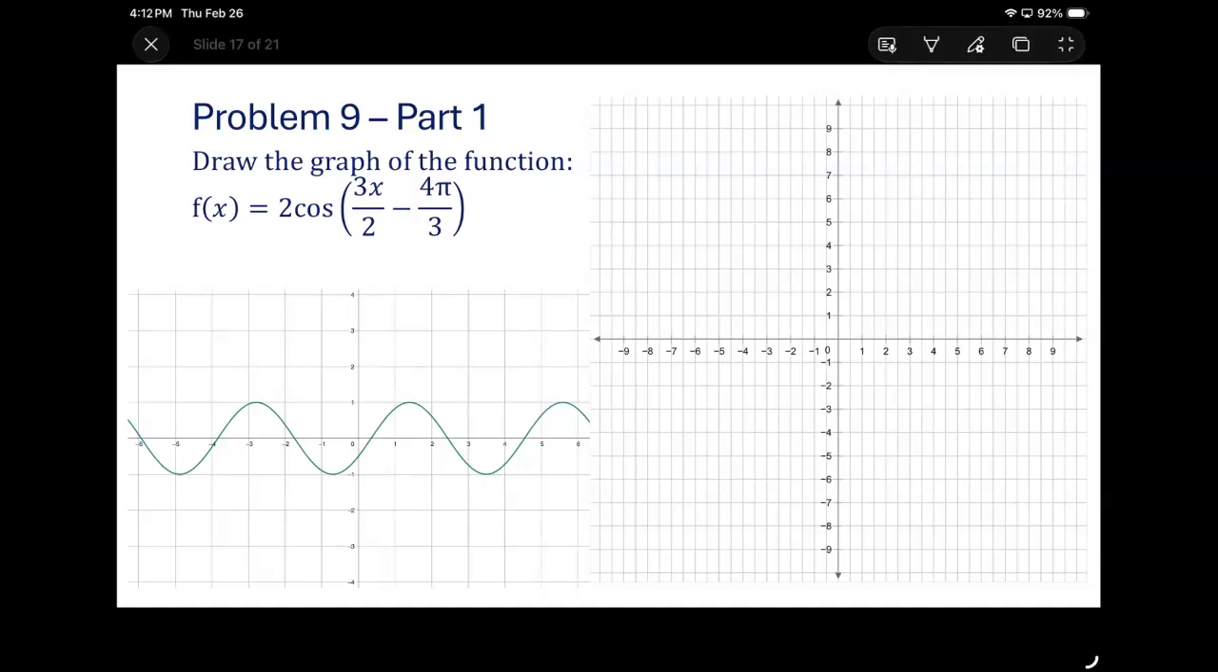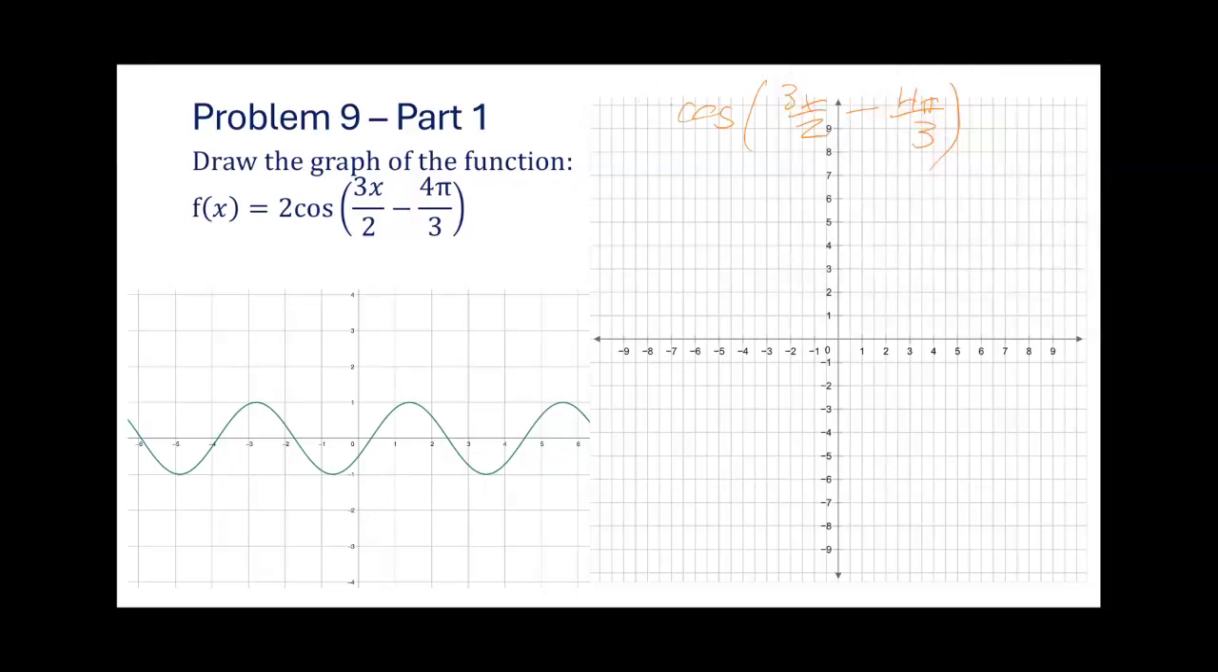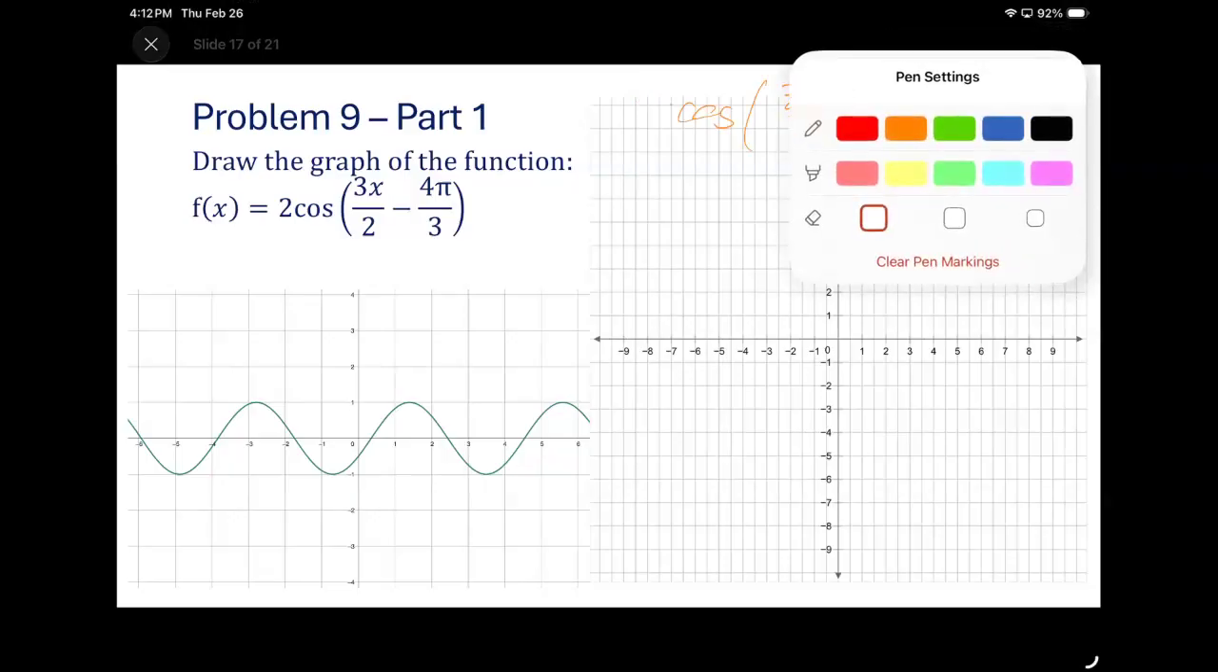I think I missed this lesson in the 11th grade. All right, so we have our a cosine of 3x over 2 minus 4 pi thirds. I don't know why I included the values there instead of writing them in general form, but I did it.